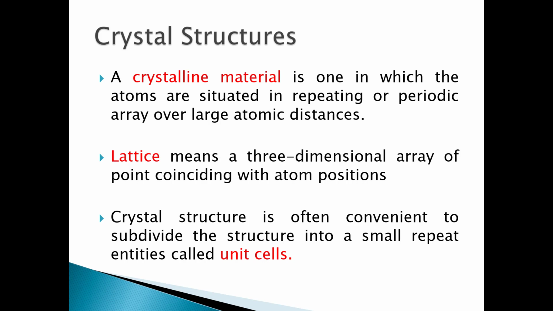Crystal structure. A crystalline material is one in which the atoms are situated in a repeating or periodic array over large atomic distances. Lattice means a three-dimensional array of points coinciding with atom positions. For the crystal structure, it is often convenient to subdivide the structure into small repeat entities. This is known as the unit cell.